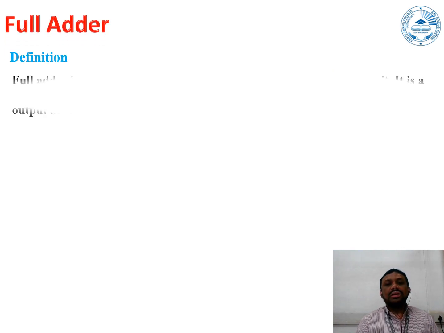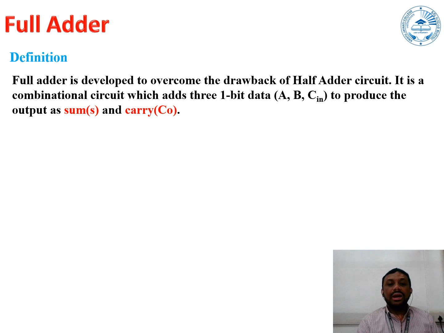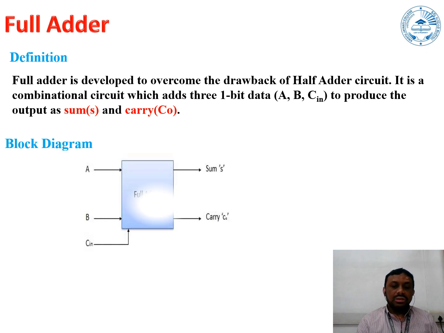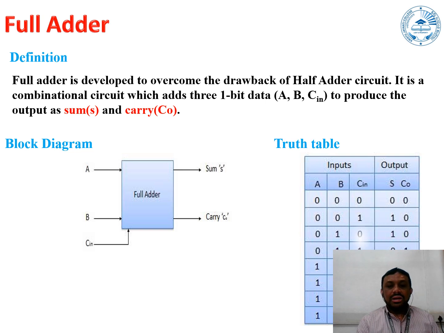So next, coming to the full adder. We said that it's a combinational circuit which will add three 1-bit data. These three 1-bit data I'll call A, B and C in, to produce the output as sum and carry. So this is the block diagram. Here you can see in the block diagram I have three inputs A, B and C in, and it is producing the output as sum and carry. Truth table, again, has all possible combinations. So this is the truth table of the full adder.